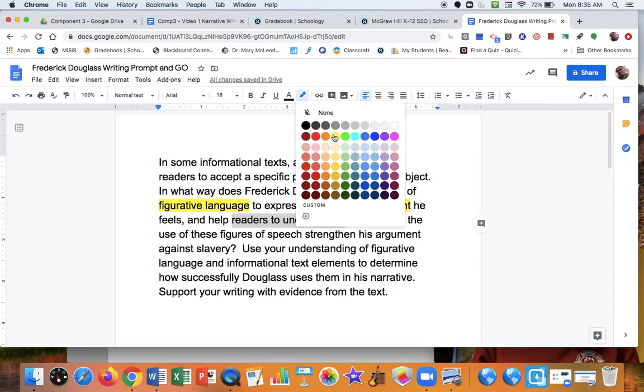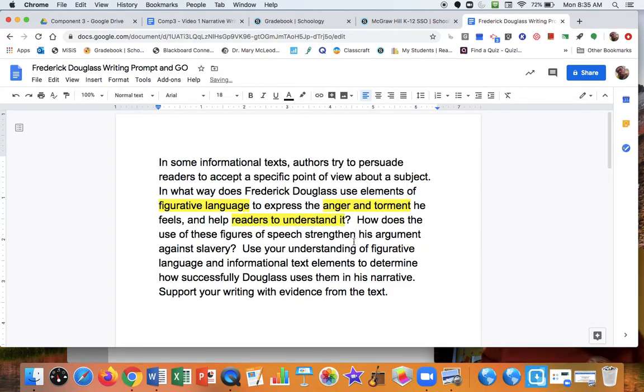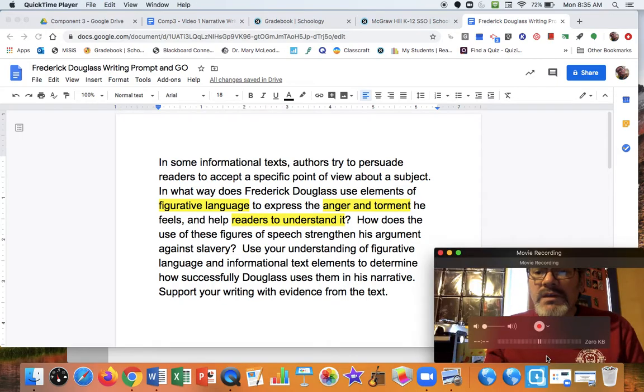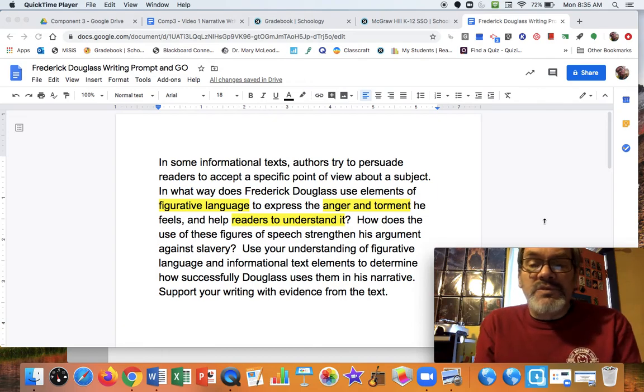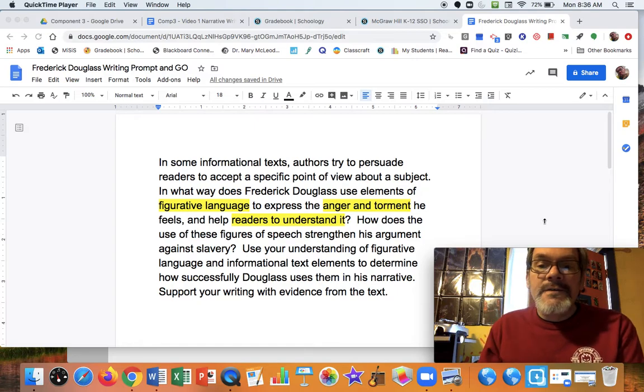So his audience most likely was not going to be other slaves because most of them couldn't read. And so his audience would be the white people, to persuade them that what they were doing to the slaves was wrong or evil. And so he uses figurative language in order to do that. Okay, so that's the first part.